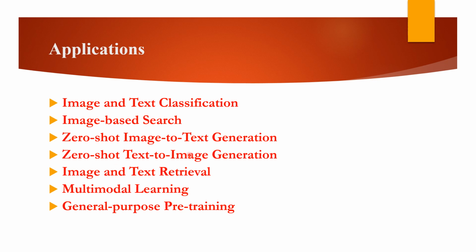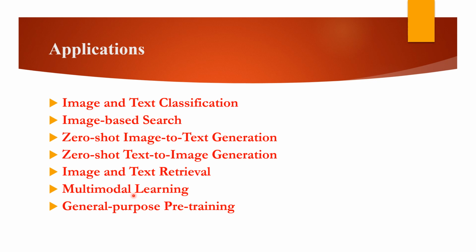Next is zero shot text to image generation. This model can generate images based on text descriptions. Given a text prompt like a picture of a delicious slice of pizza, the model can generate an image of pizza. Next comes image and text retrieval. CLIP can be used to find similar images or text based on their content. For example, you can use the model to find images or text similar to the given input, such as finding other images of penguins or similar articles on a given topic.